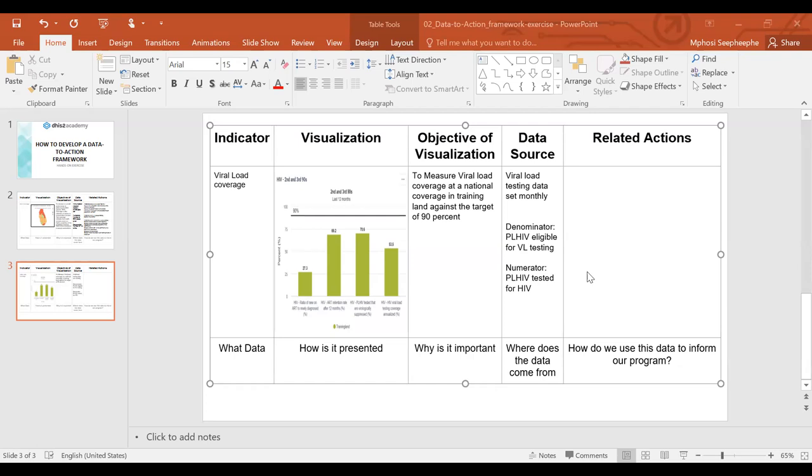Anything you can add, like programmatic implications in related actions, because the achievement is below our target, so we can recommend whether it is due to the functionality of testing facilities, or is it due to access to the testing labs. So we need to add some programmatic implications, I think, in related actions.